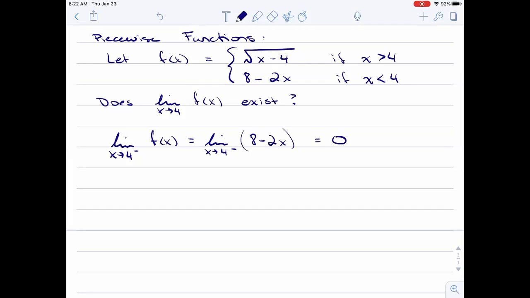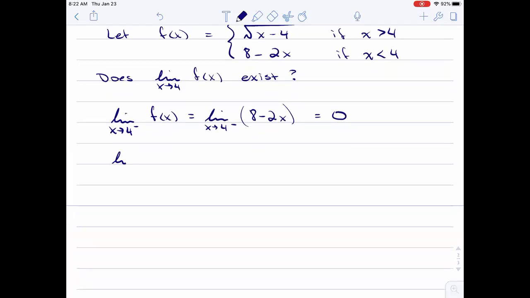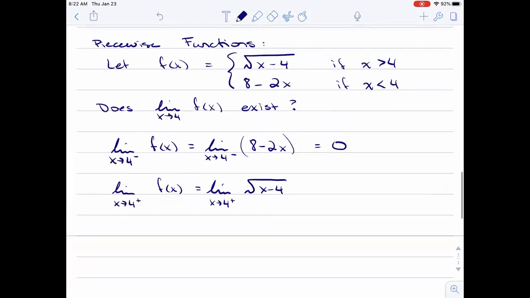So now, in order for this limit to exist, the limit as I come in from the right also has to equal 0, right? If it doesn't, the limit does not exist. So then the limit as x goes to 4 from the right of f of x is the limit as x approaches 4 from the right of the square root of x minus 4.